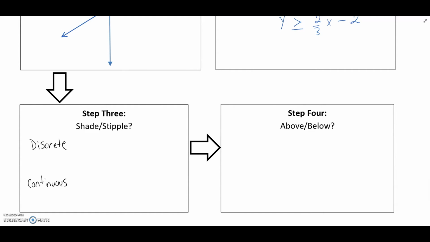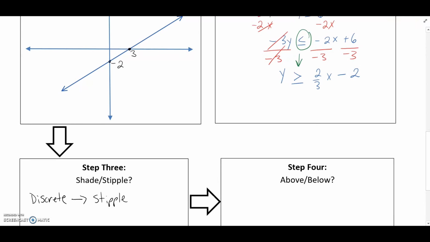Okay? Now, discrete data, that means very specific values. When you're just given an inequality, we're assuming it's continuous. And if it's continuous, then we shade. When it's discrete, then we stipple. And we'll look at some more examples where you're going to have to stipple. But when you're just given an inequality like you see here, we're going to shade.